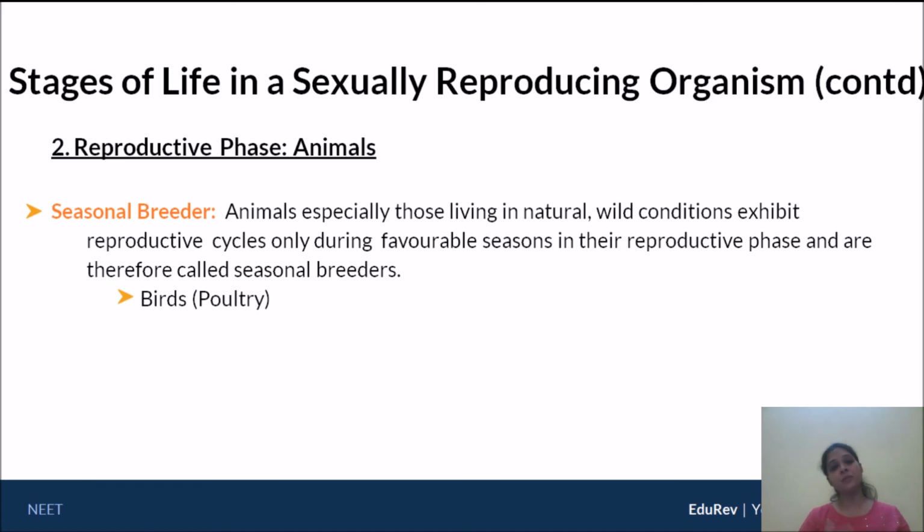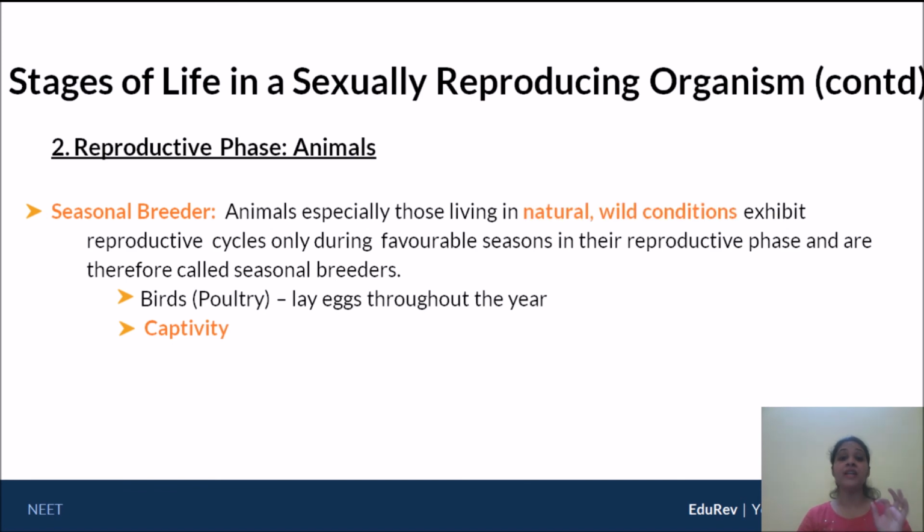Now, an example of a seasonal breeder is birds, for example, poultry. But we can argue here that poultry give rise to eggs throughout the year, yet we are calling them seasonal. Seasonal would mean only in one season we should get eggs, but we are able to get eggs throughout the year. Now, how is that happening? We are able to captive breed these particular birds under captivity. It's not a natural condition. So when we define seasonal breeding, we are defining it very specifically for natural wild conditions. However, in captivity, we can make the same organism which was supposed to be a seasonal breeder become a continuous breeder.